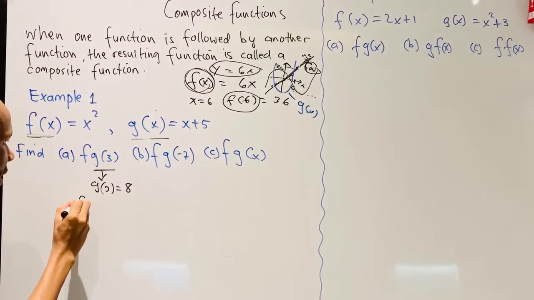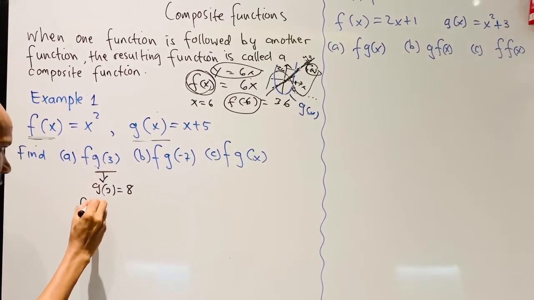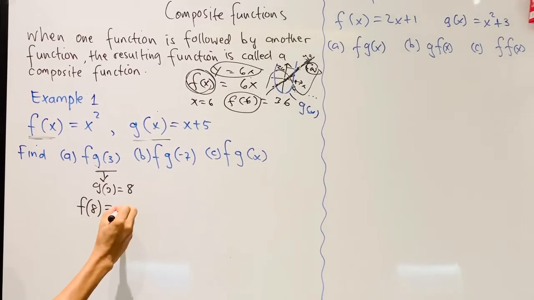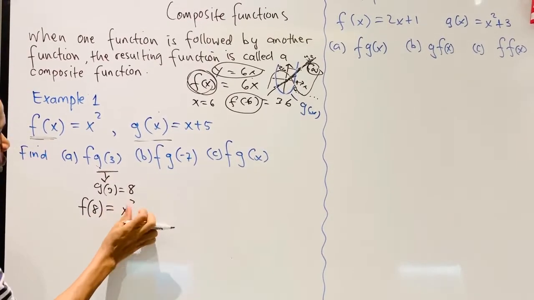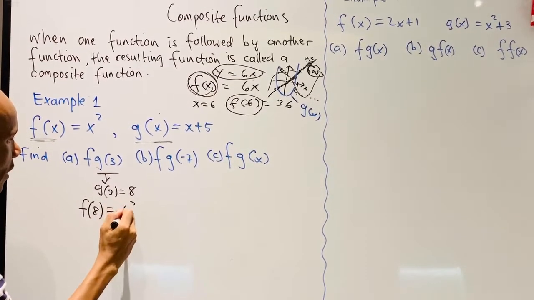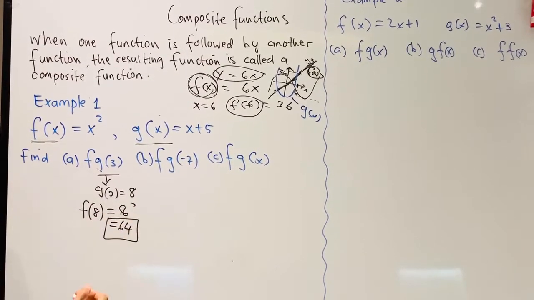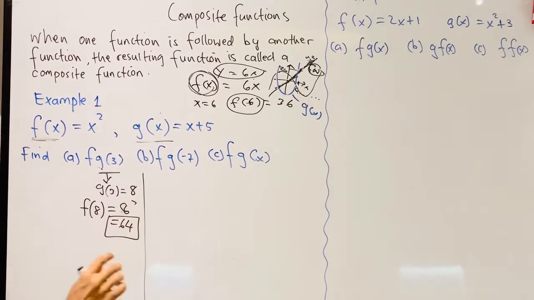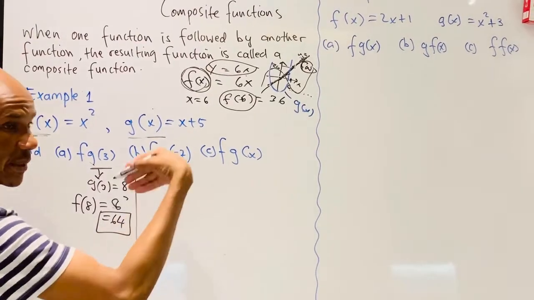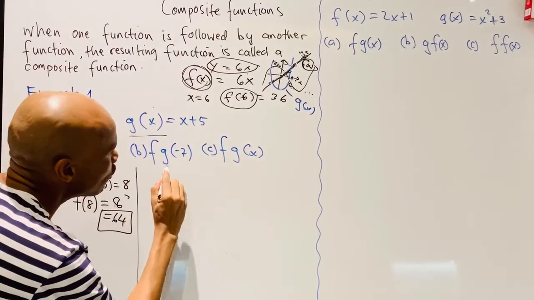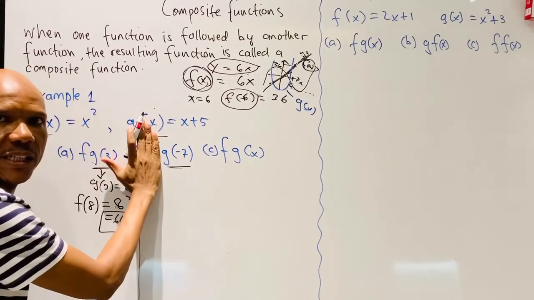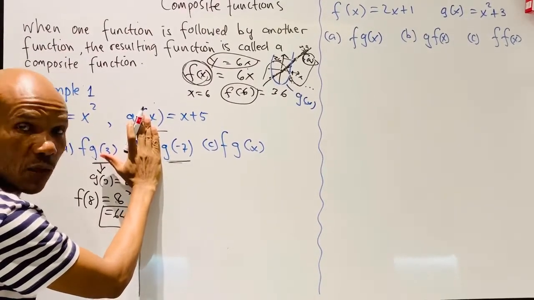Now it's f at what? At 8, which is 8 squared, 64. So that's your answer there, all right? Let's do a second one then. Now, I'm starting from the furthest. So I know what this is. Remember we did it yesterday? Yeah? You start from the furthest.